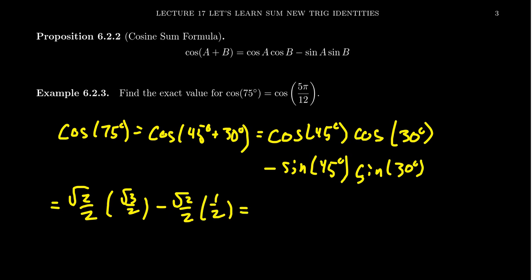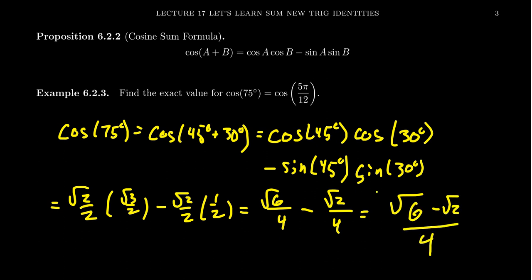So computing these fractions, we get square root of 2 times square root of 3, which is square root of 6, over 2 times 2, which is 4. Then we subtract from that the square root of 2 times square root of 1, which is the square root of 2 over 4. They have a common denominator, so I could write this as the square root of 6 minus the square root of 2 all over 4. This is the exact value, and we could use a calculator to approximate it. We've now computed cosine of 75 degrees using the angle sum identity for cosine.